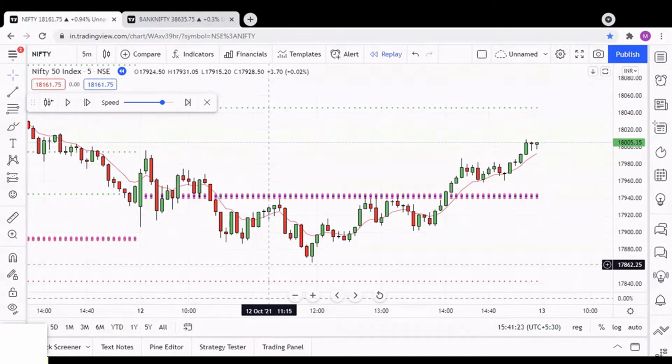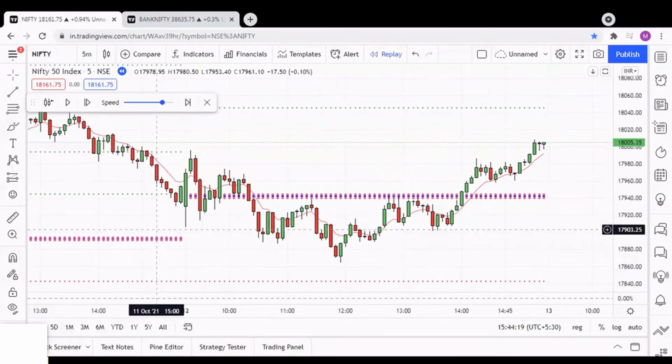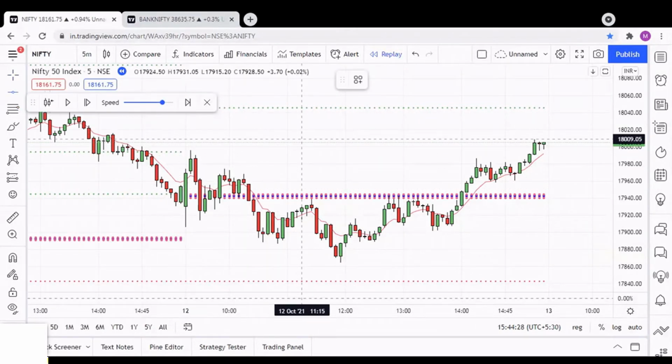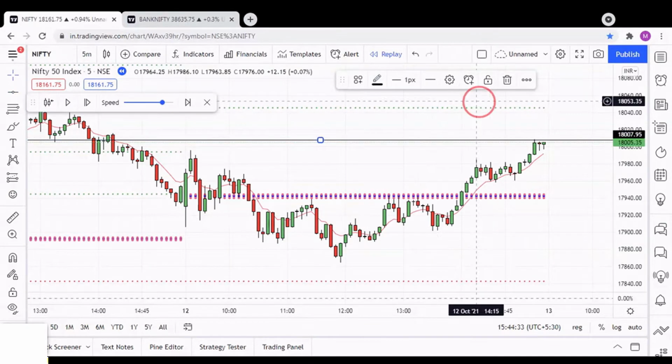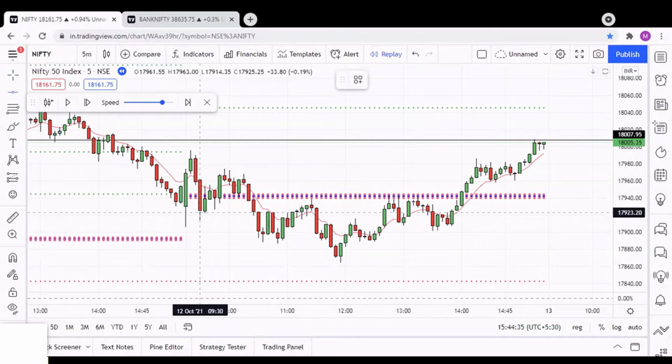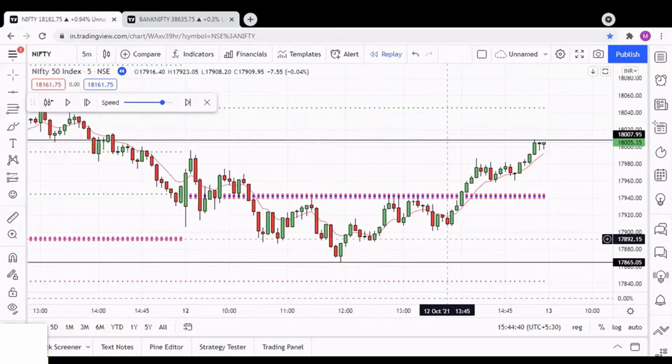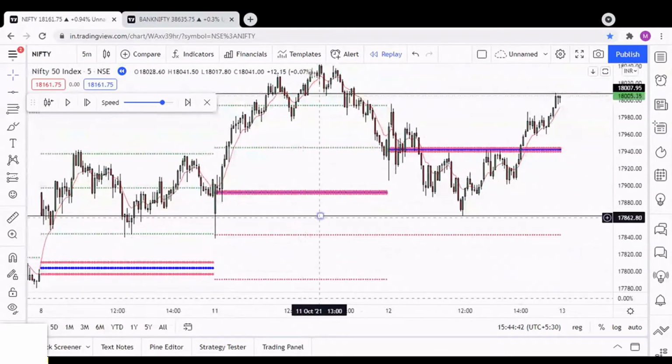Today we are going to see the end of the day chart analysis for Nifty and Bank Nifty on 13th of October 2021. First, let us look at the Nifty chart and mark the important support and resistance. This is PDH, previous day high, and this is PDL, previous day low. Apart from this, that's the Virgin CPR on 8th of October.